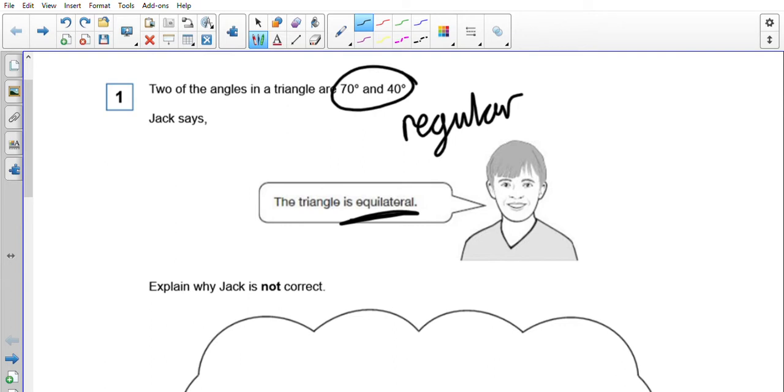The other thing that you can note about here is that for equilateral triangles, all of the angles need to be 60 degrees, and if they're not, it's not equilateral.